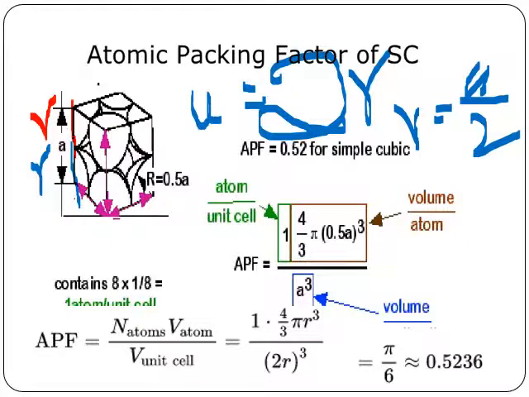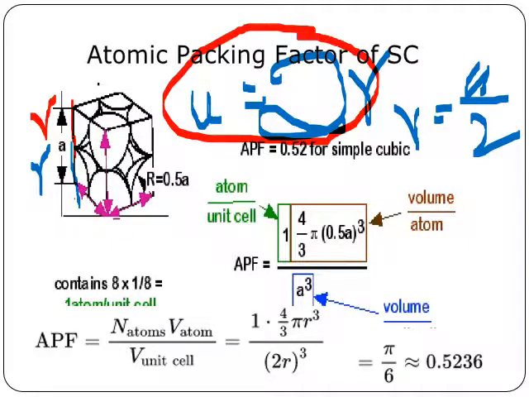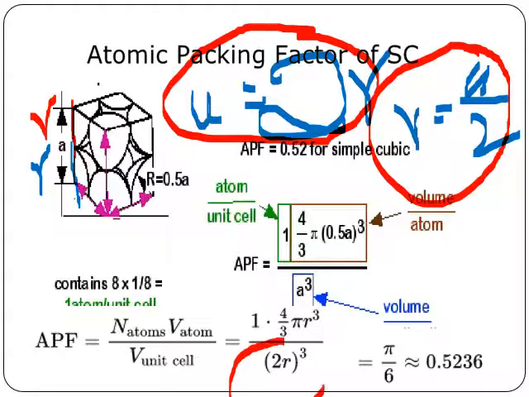Or if you want a in terms of r, you can write a is equal to 2r. Or if you want r in terms of a, you can write r is equal to a by 2. That is what I was telling here. So the volume of the unit cell is nothing but, I said it's a cube.